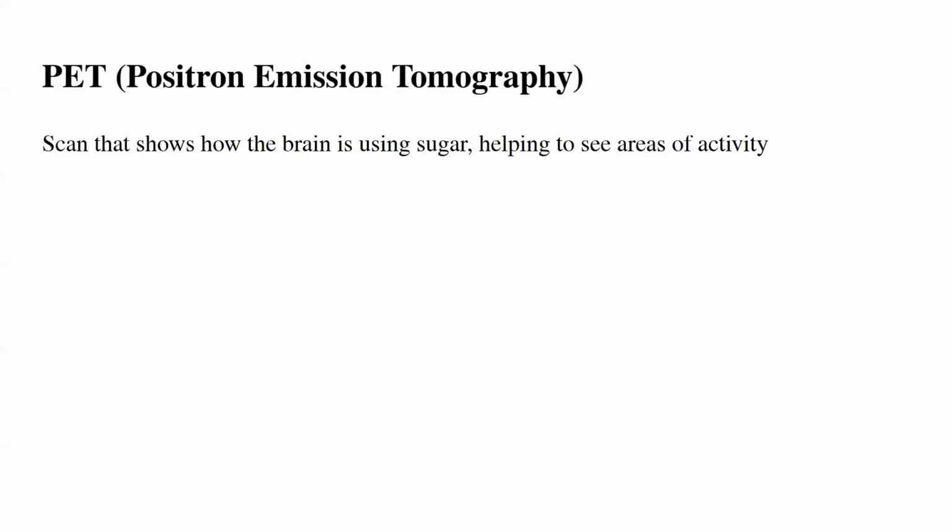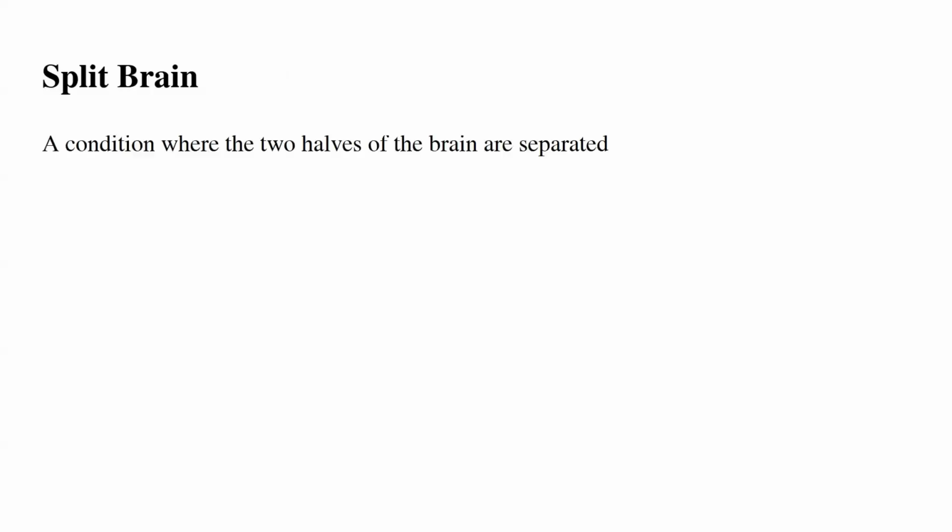PET is a scan that shows how the brain is using sugar, helping to see areas of activity. fMRI detects changes in blood flow. Neurogenesis is the formation of new neurons. Split brain is a condition where the two halves of the brain are separated. Corpus callosum is a bundle of nerves that connects the two sides of the brain.